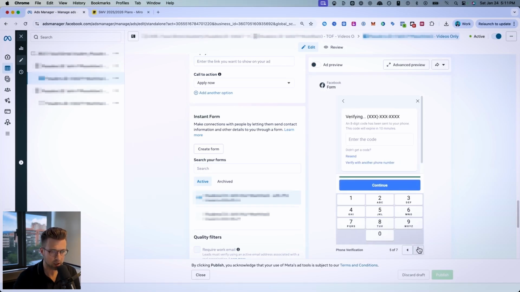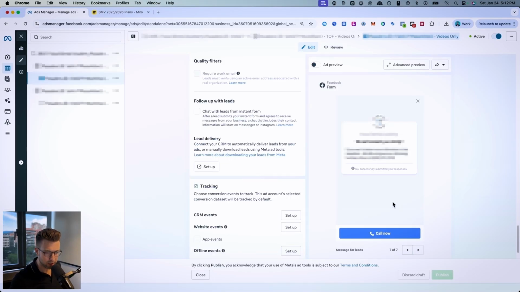Now, this is a really key part. Meta has a built-in 2-factor authentication where in order for them to successfully complete the lead submission process, Meta will text them a code. They have to put the code in here. So this confirms they're using a real phone number and it adds just a bit of friction, which improves the quality of the lead. And then thank you page, we give them the chance to call the business directly.